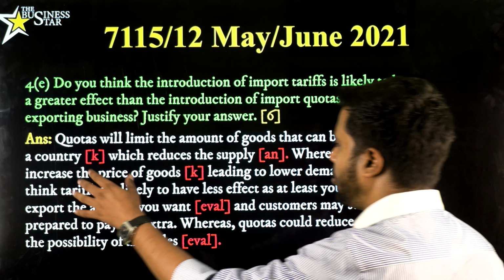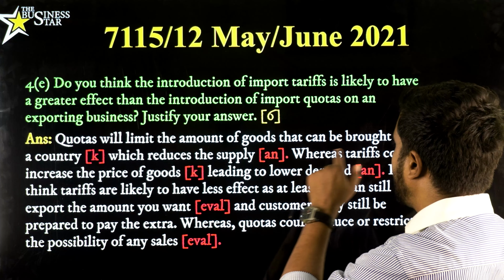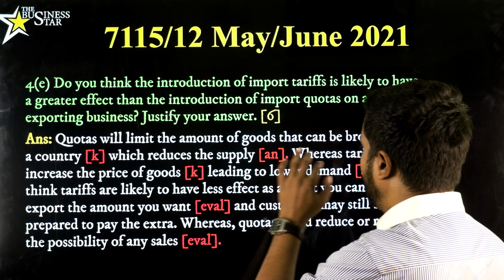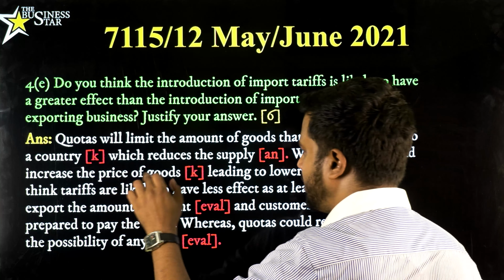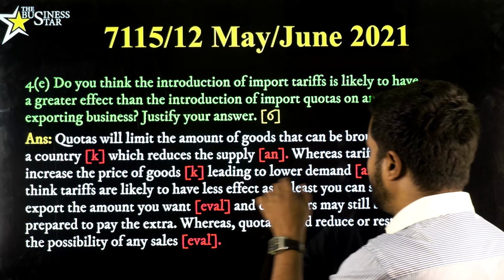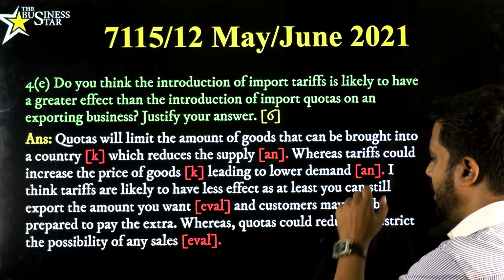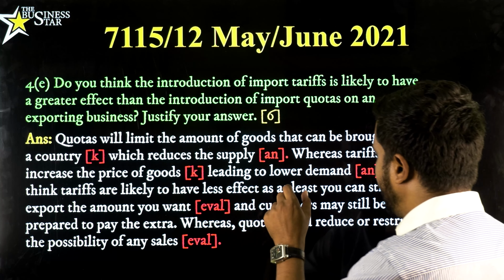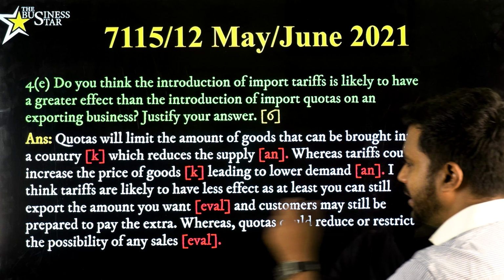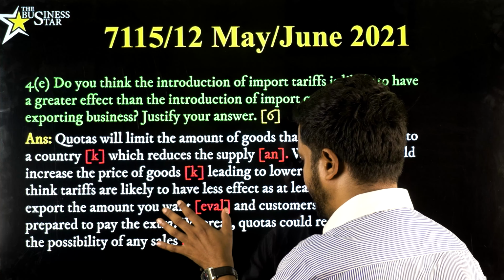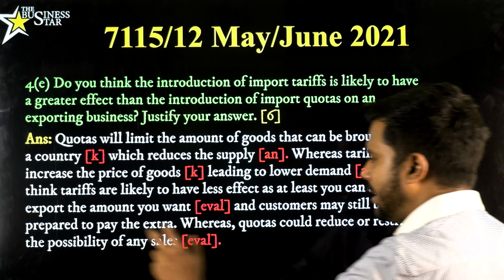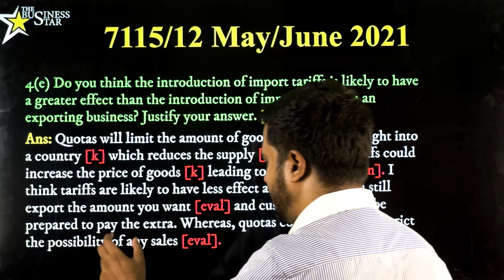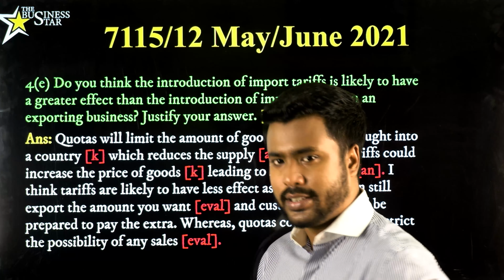So the answer says quotas will limit the amount of goods that can be brought into a country. This is the knowledge, which reduces the supply. Whereas tariffs could increase the price of goods. This is the knowledge, leading to lower demand. This is the analysis. Now let's talk about the evaluation. I think tariffs are likely to have less effect, as at least you can still export the amount you want, and customers may still be prepared to pay the extra, whereas quotas could reduce or restrict the possibility of any sales inside a country. So that's it.